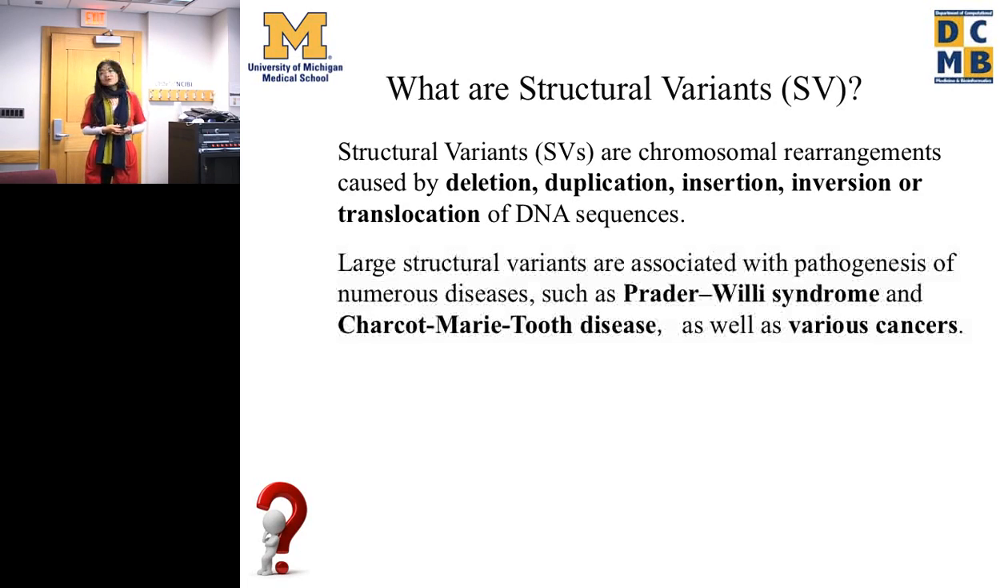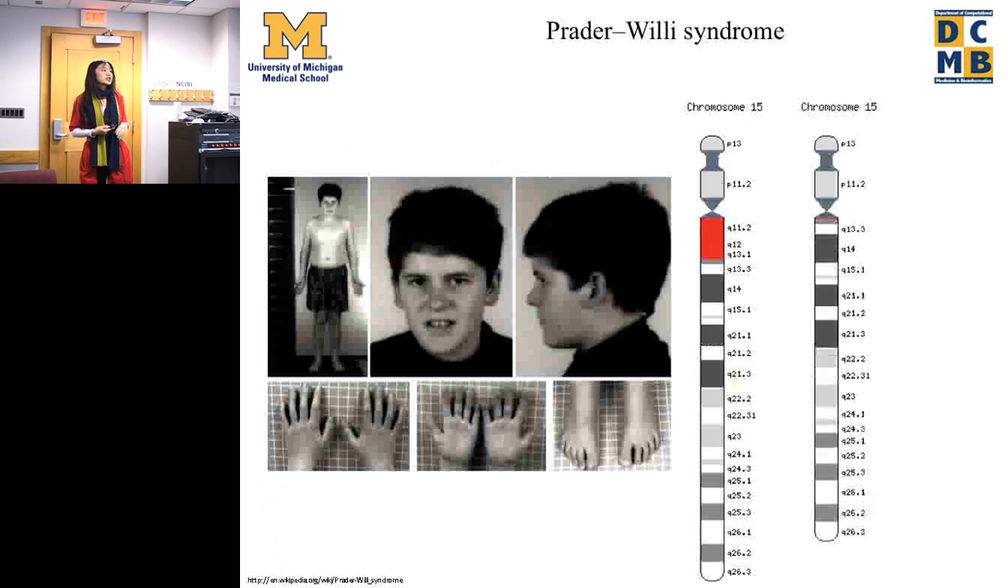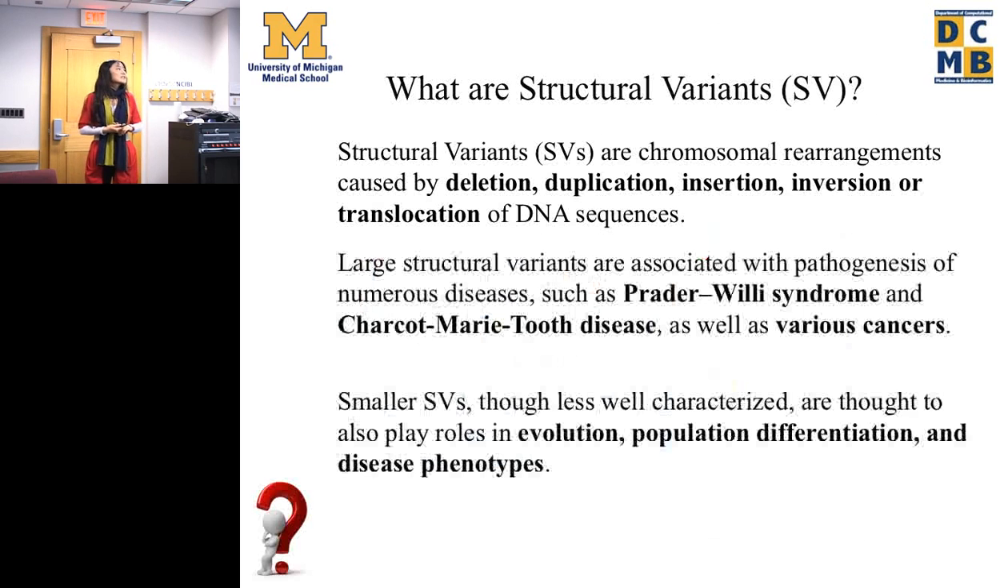And structural variants are very important because first they play roles in a lot of cancers as well as other very severe syndromes like Prader-Willi syndrome, where there is a very long deletion on chromosome 15. Also, smaller structural variants that happen in smaller regions are very important because they play roles in evolution, in population differentiation, and also in disease phenotypes.